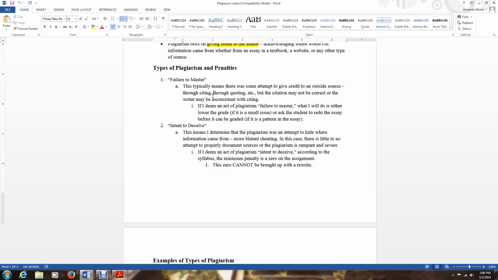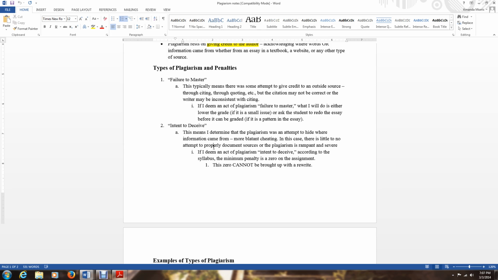This is something you don't want to do, but it's very different from the second type, which I call intent to deceive. Exactly as it sounds, it is an intent to deceive me or your reader about where information came from. When I call something intent to deceive, it's pretty blatant cheating, meaning it happens a lot in the essay. There is very little attempt to acknowledge where material comes from. I get the impression that this was an attempt to get out of doing work, to get out of acknowledging where information came from.